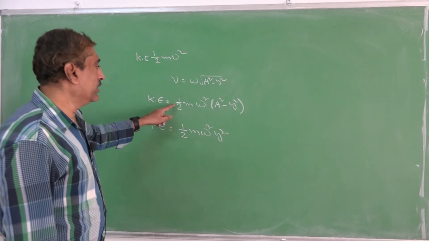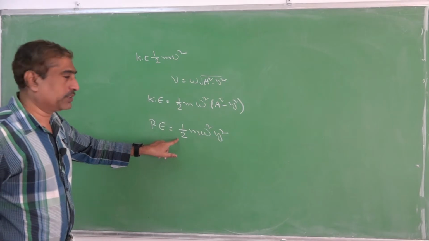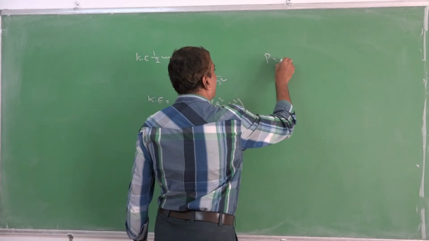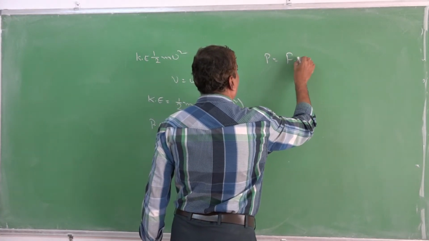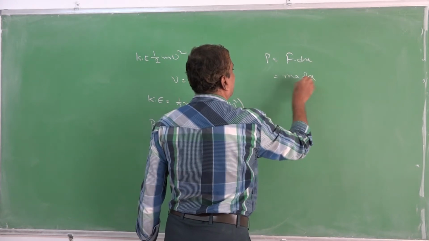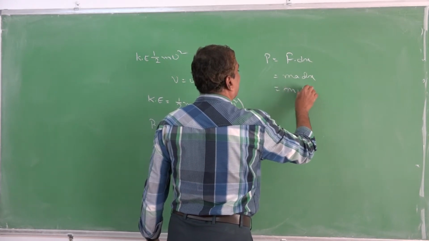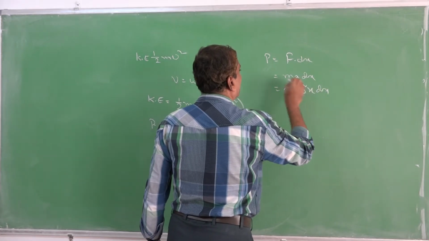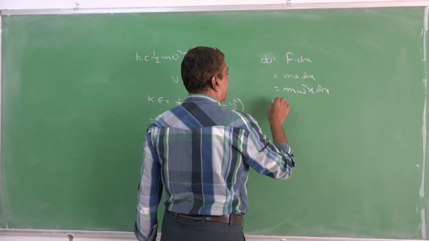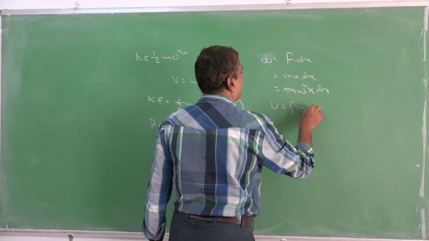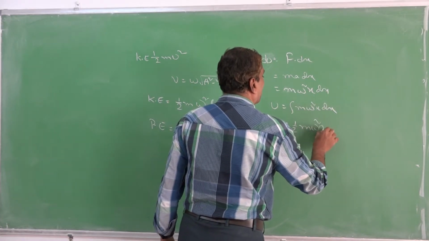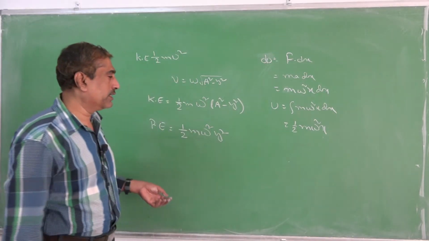Okay. So, potential energy is the work done in displacing. Potential energy is given by U equal to the integral of F dx, but F equal to ma, that is m omega square x dx. So, for a small displacement, small work done dU. Integrating this, U is equal to the integral of m omega square x dx, that is half m omega square x square. So, this work done is stored in the oscillator as potential energy.